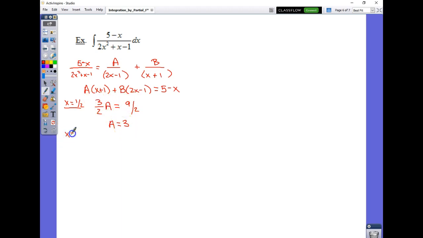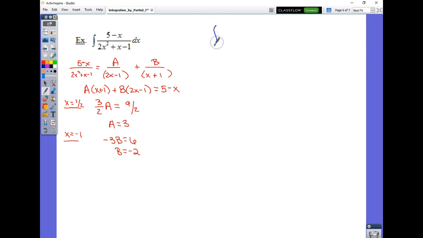We also need to set x equal to, it looks like, -1. That would zero out the a term, leaving us with -2 minus 1. That becomes -3b is equal to 5 plus 1, which is 6. B must equal -2. Awesome. So now we take the problem.